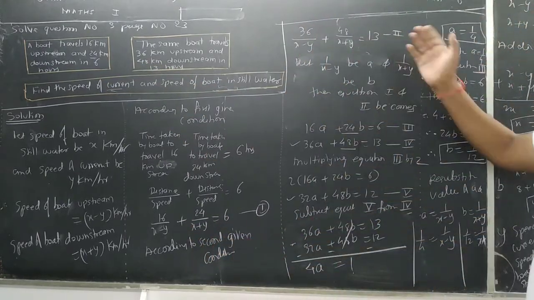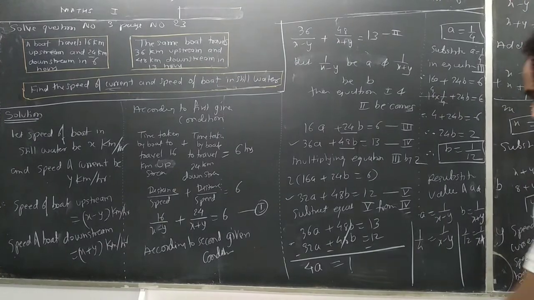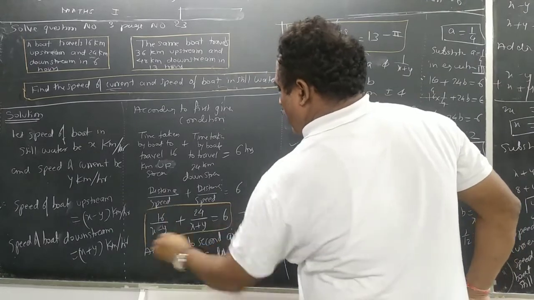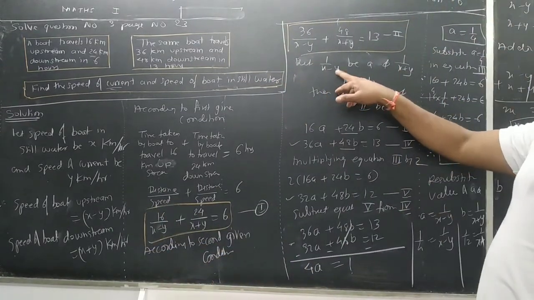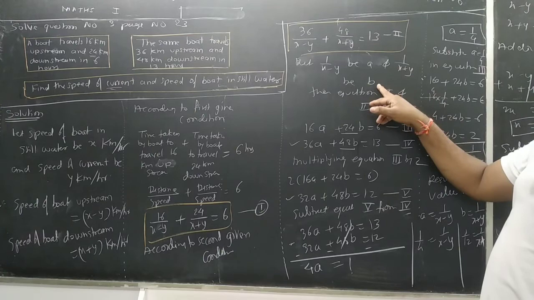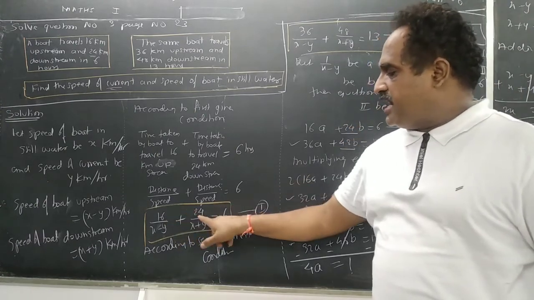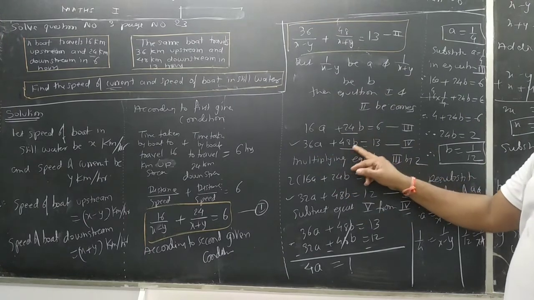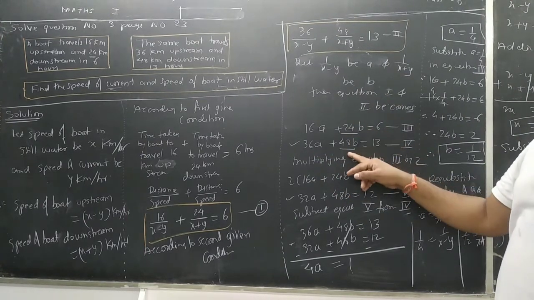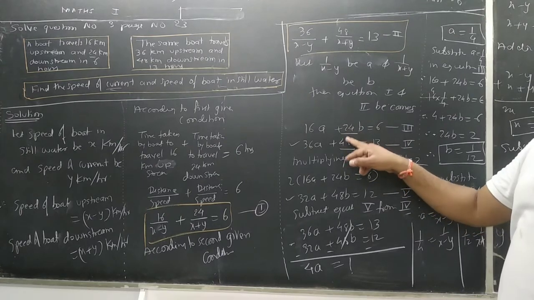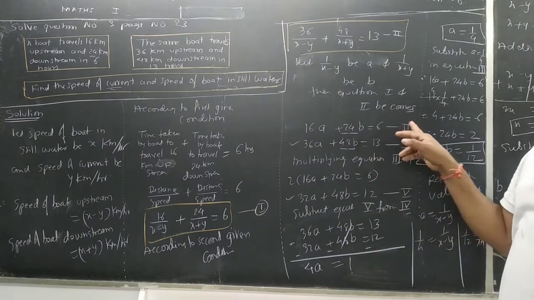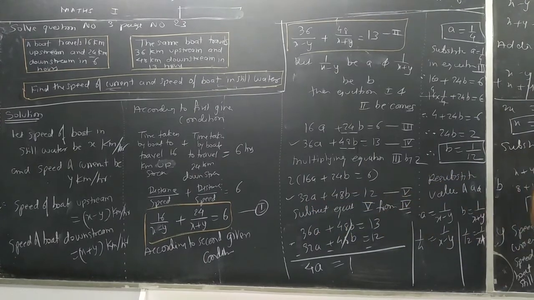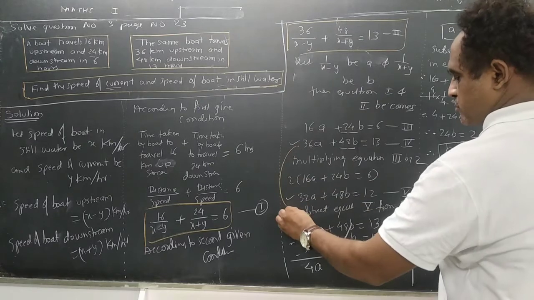And second condition I have written directly. But for this type of questions, what we do? We take 1 upon x minus y as a, 1 upon x plus y as b. So this will become 16a plus 24b is equal to 6. And this will become 36a plus 48b is equal to 12. We have to make the coefficient same. So 24 2s are 48. So I multiply equation 3 by 2. So what I got? 32a plus 48b is equal to 12. And we solve this.